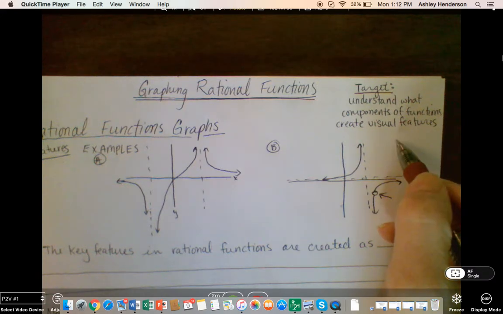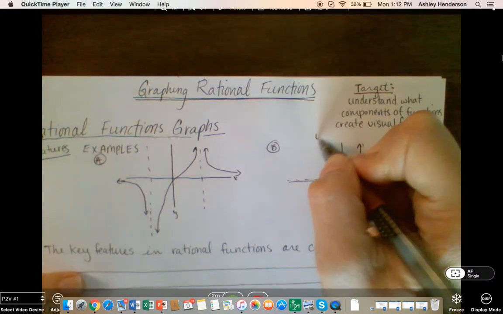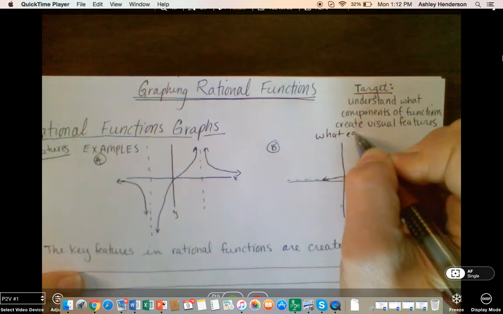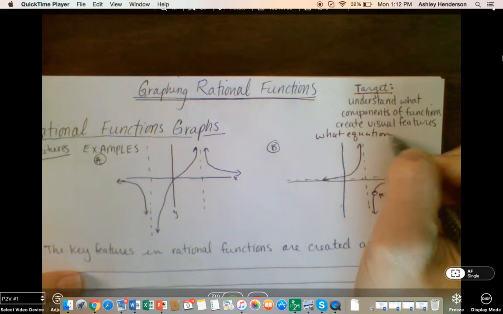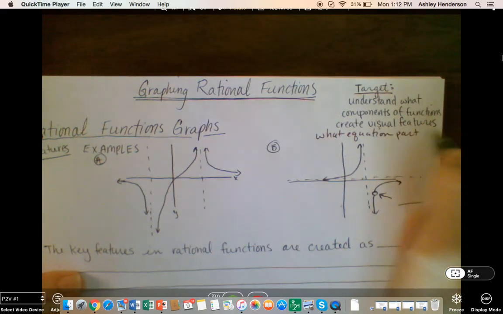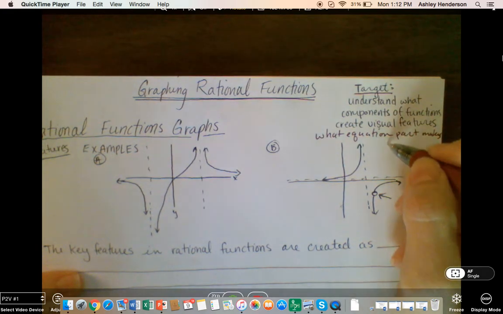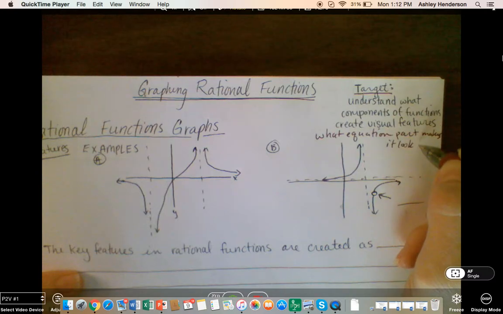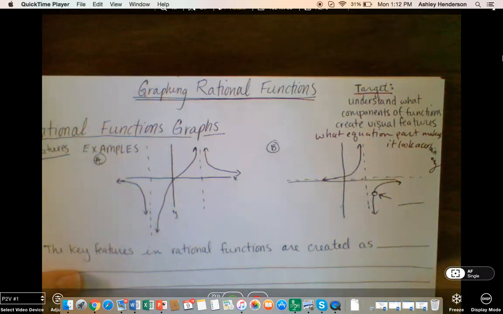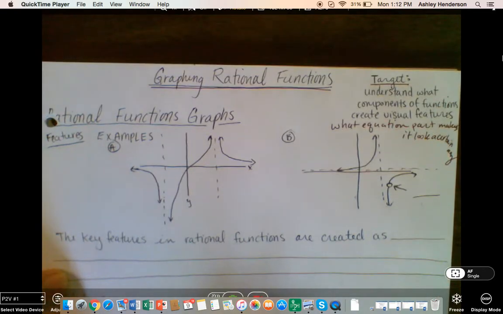So what equation part makes it look a certain way? Whoop, kind of got stretched down the side there. Okay, so let's look at some features here.